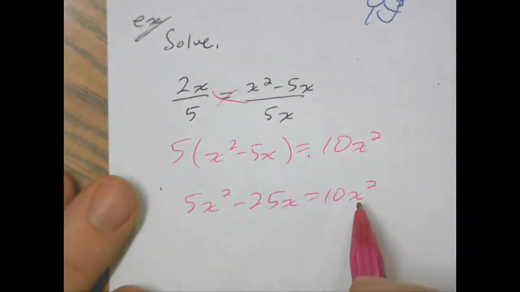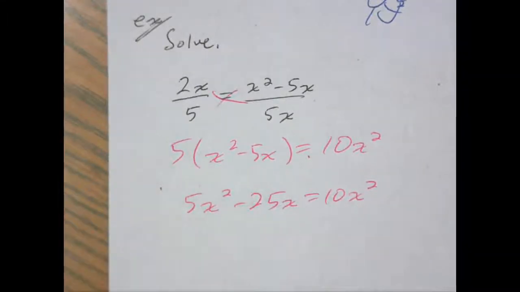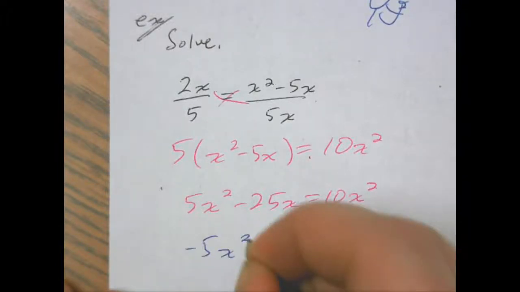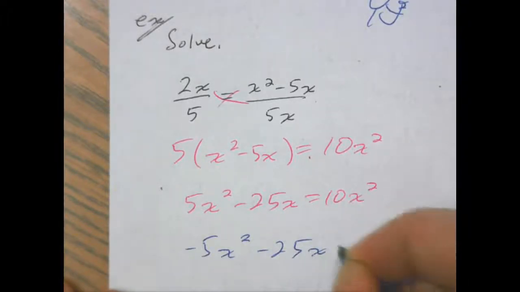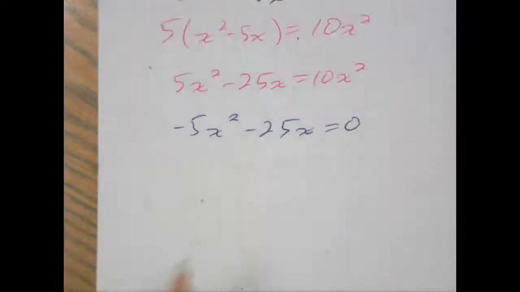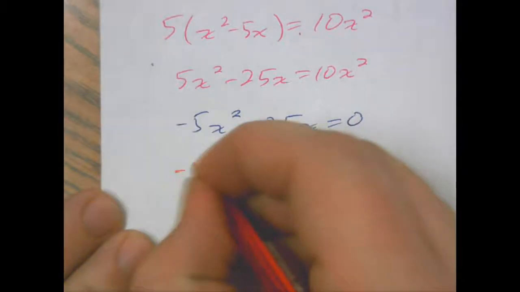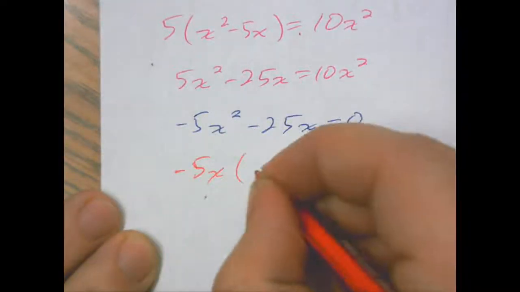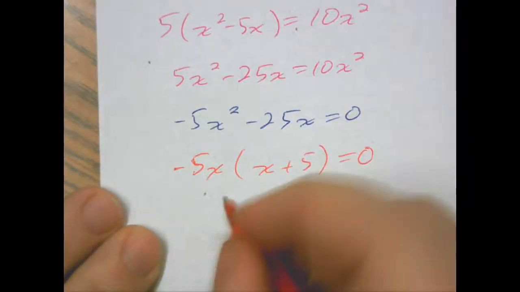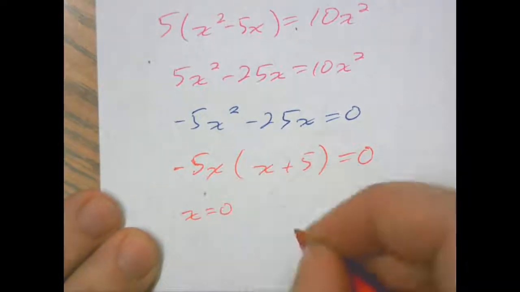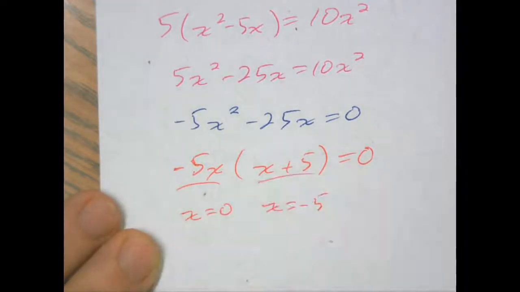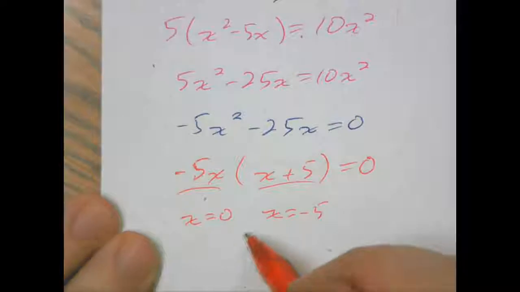And then I would move over the 10x squared. So if we subtract the 10x squared, we have negative 5x squared minus 25x equals 0. And then take out a common term. These both are divisible by negative 5x. So negative 5x times x plus 5 equals 0. What that means is x equals 0 for that part, and x equals negative 5 from that factor. So that makes 0, that makes your negative 5. Again, go back and check your solutions.